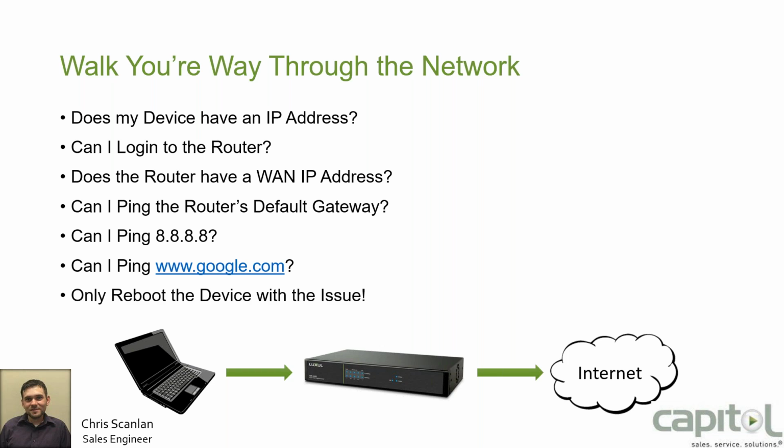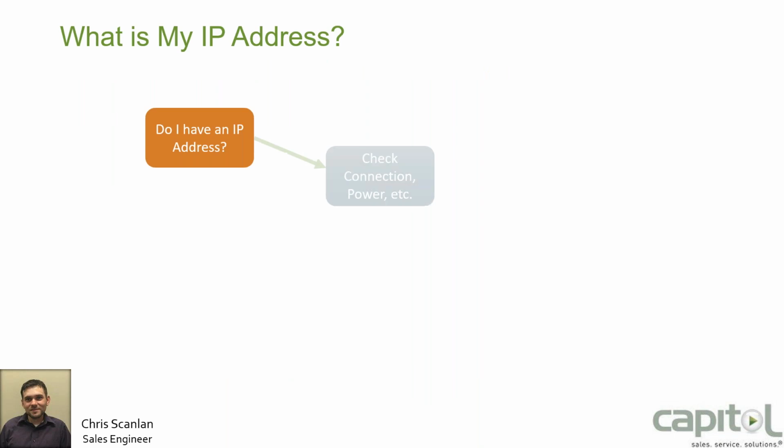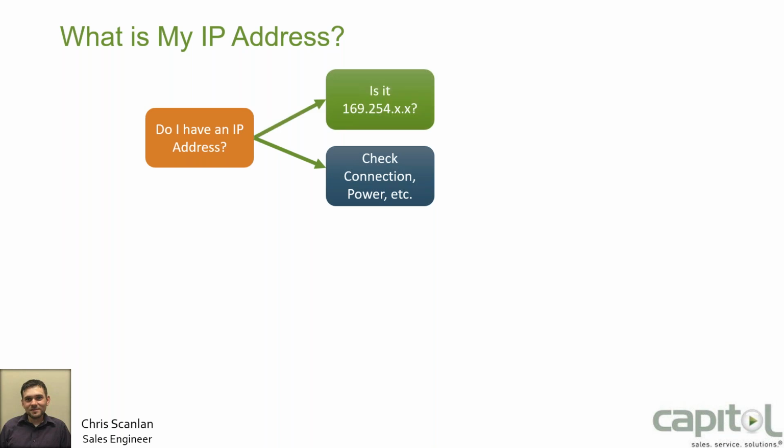One big thing, if you do find an issue, only power cycle the device that has the issue. Don't just go in and shut everything down in the network if you have an issue, okay? That doesn't fix anything. You want to make sure that you can isolate the issue, isolate the device that's causing the issue. So how do I know, what do I use when I do my IP? First, check connections, check power, etc.